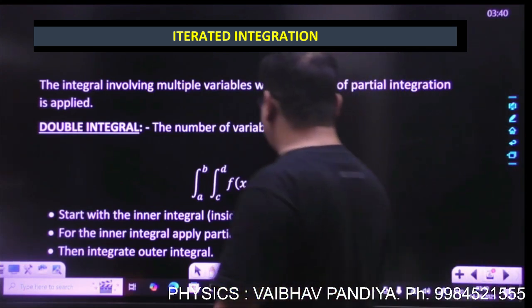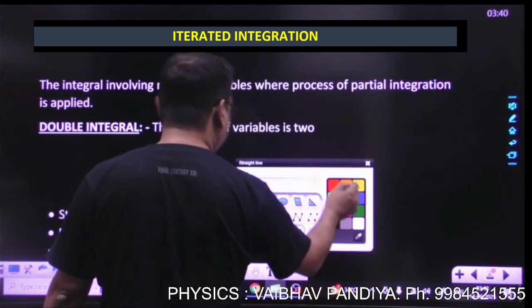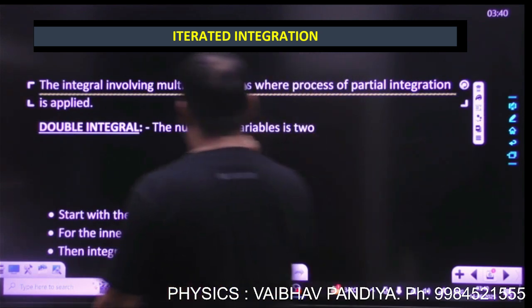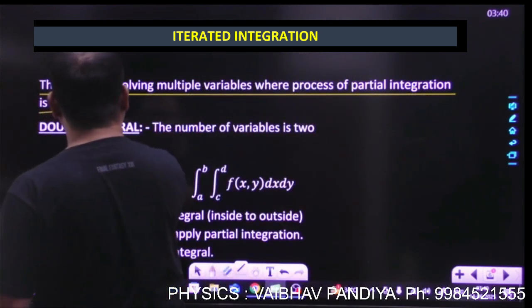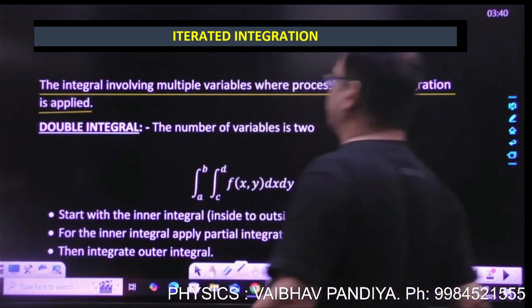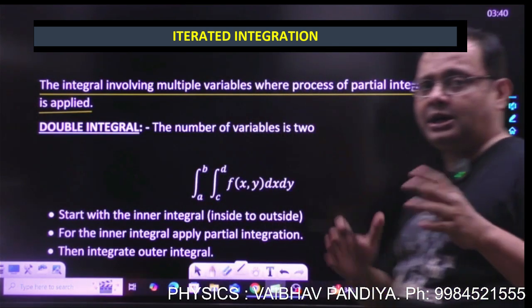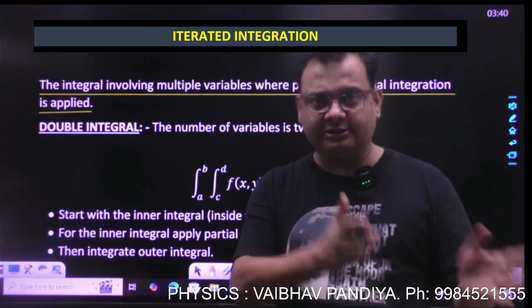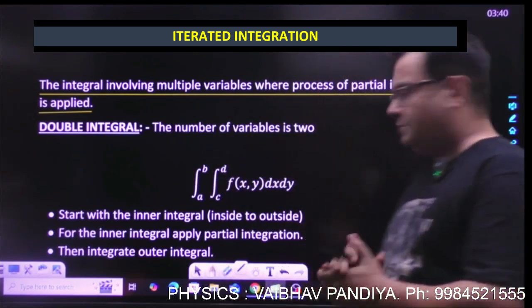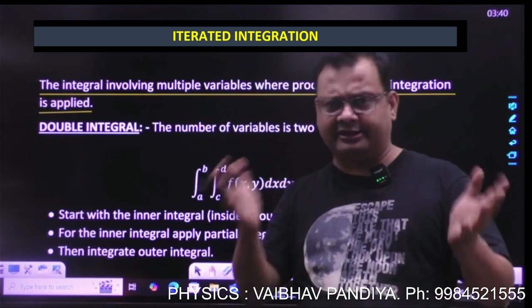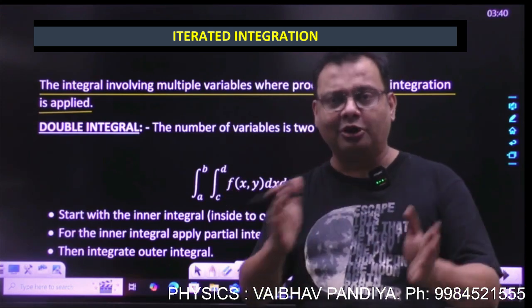So an integral involving multiple variables, where the process of partial integration is applied, is called an integrated integral. In this lecture I will take the cases of double integral and triple integral. The skills involved in both the double and triple integral will be the same. The only difference is in the number of variables.